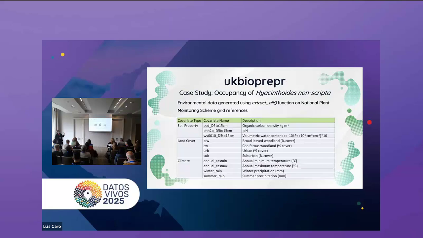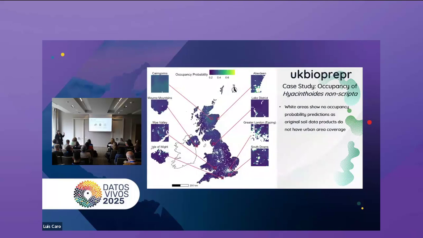Using the extract all function from the package, I incorporated these environmental covariates into the model, covering soil properties, land cover, and climate variables. And then this is the baseline estimation of occupancy probability. So there are white areas in this, and this is because there's no probability predictions. The original soil data products don't have coverage in urban areas, and there are ways of inferring it through machine learning or interpolation methods, but I decided to leave it up to the user to choose what they wanted to do with that.